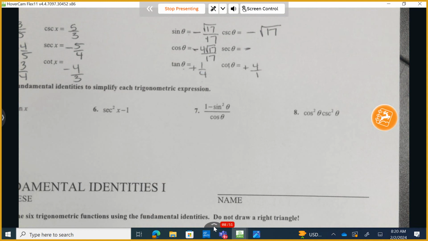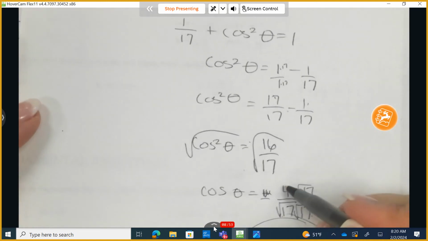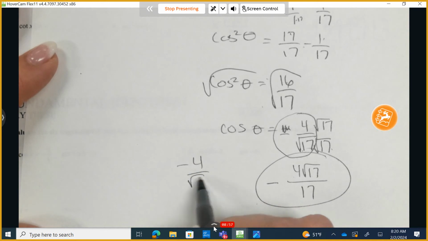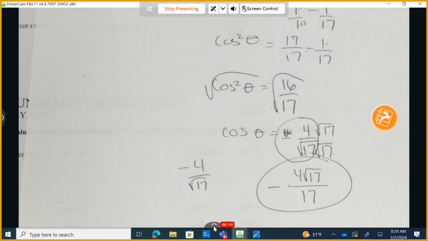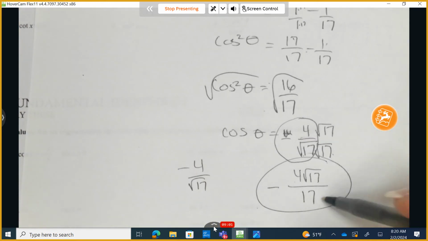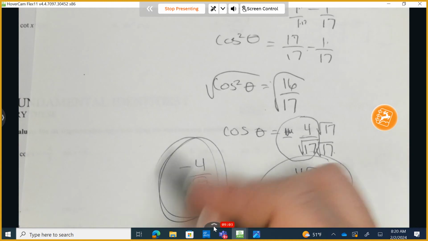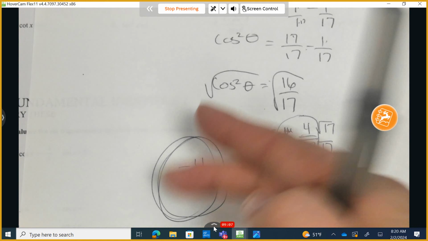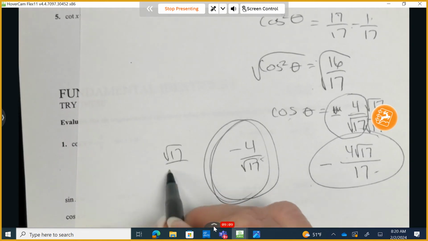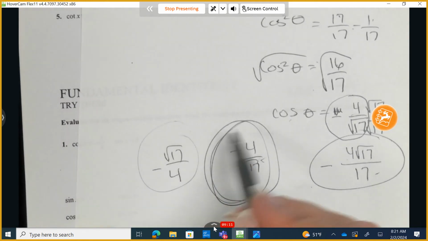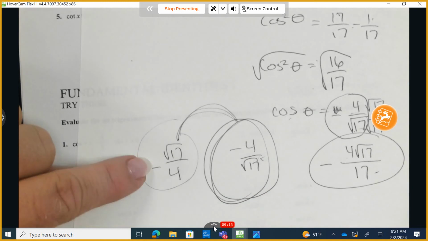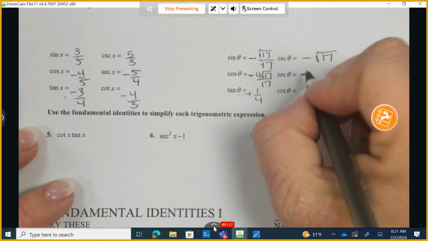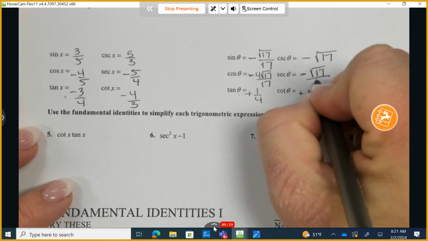Now, what's the reciprocal of this? Remember, this is what I had right here: negative 4 square root of 17, and I said mathematically that wasn't wrong, it just wasn't proper, so I had to rationalize the denominator. If I take this cosine and flip it around, finding the reciprocal, I'd have square root of 17 over 4 with the negative. This is the reciprocal, so I can place it into the secant position: negative square root of 17 over 4.